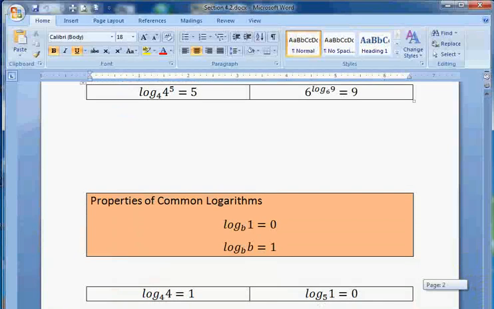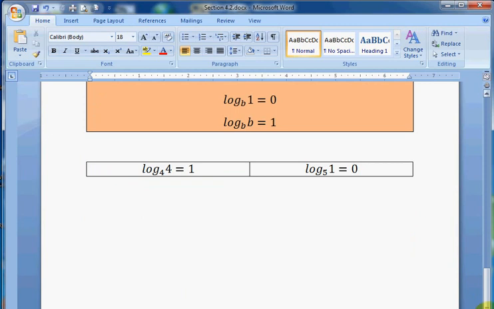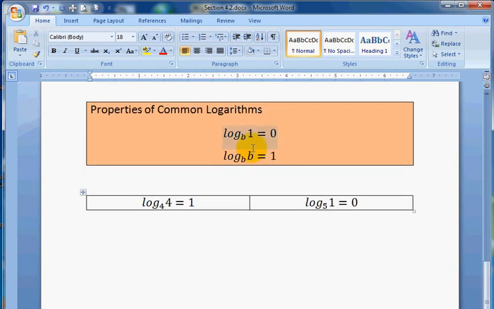The last two things we want to look at are the properties of logs. These are some common properties. Log base b of 1 equals 0, and that should make sense because I'm looking for an exponent. So b to the what power is 1? Well, b to the 0 power is 1. Therefore, log base b of 1 is 0.